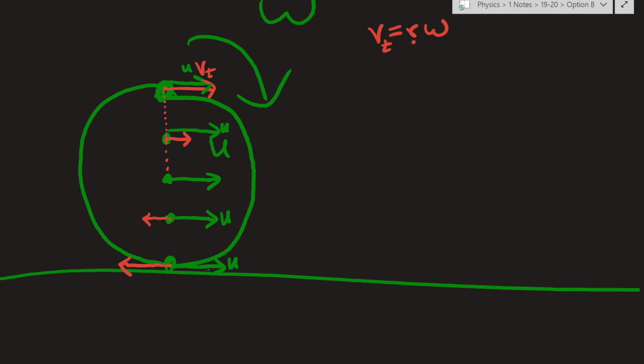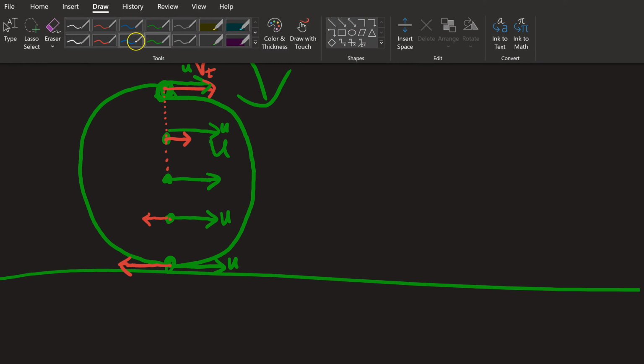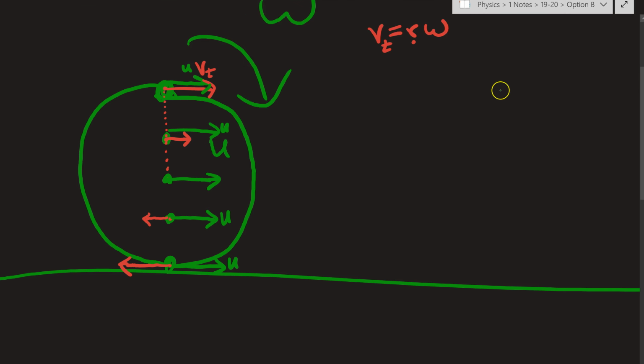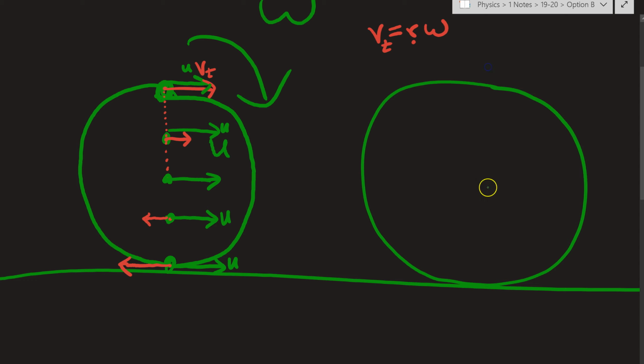So each point has two different velocities associated with it, but when you add those two vectors together, you get the net velocity of that point. And so if we do that, the result will look something like this over here. So the center would still just have center of mass velocity. The top would be center of mass velocity plus a rotational velocity.